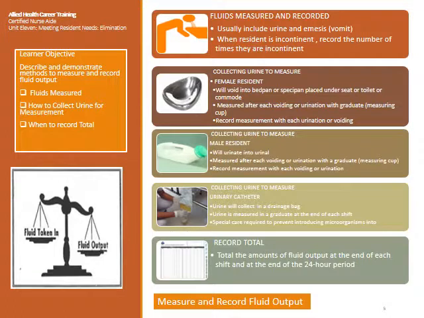Now, with female residents, they will either void into a bedpan or a specimen pan that is placed underneath the seat of the toilet or the commode. We need to measure it after each voiding or urination with the graduate measuring cup. Then we need to record that measurement with each urination or voiding on the I&O sheet, the intake and output sheet. For male residents, they will usually urinate into a urinal. Now, a urinal does have a measurement on the side of it. You can use that. Then you can record after each void or urination, again, on the I&O sheet.